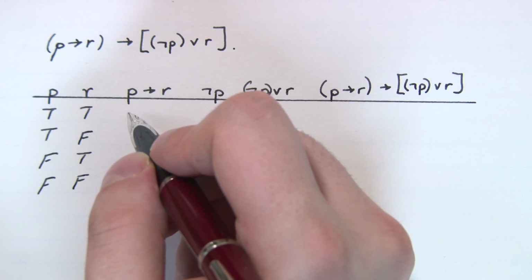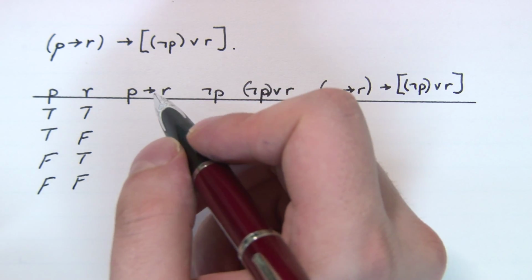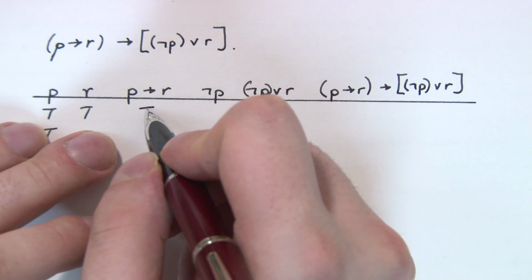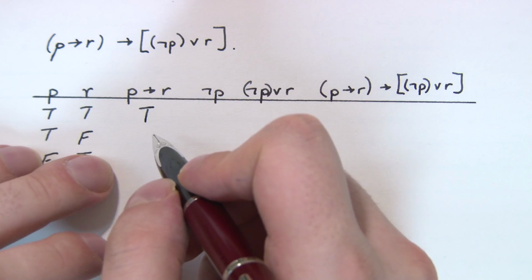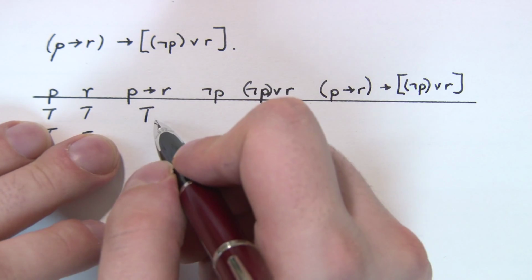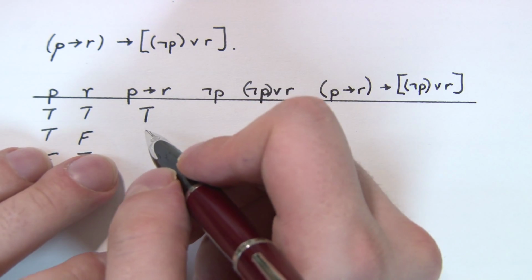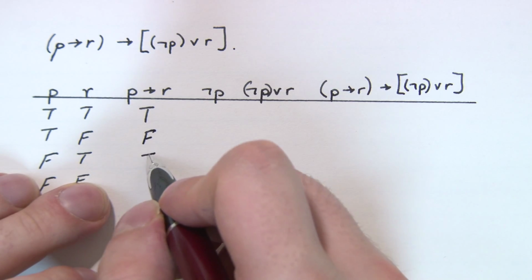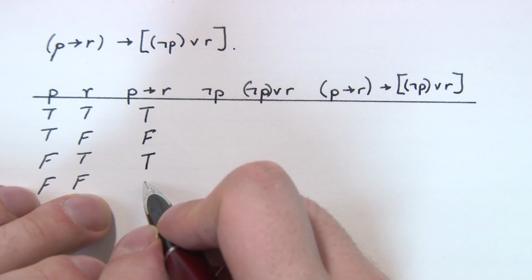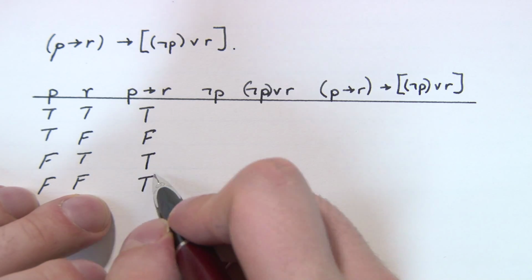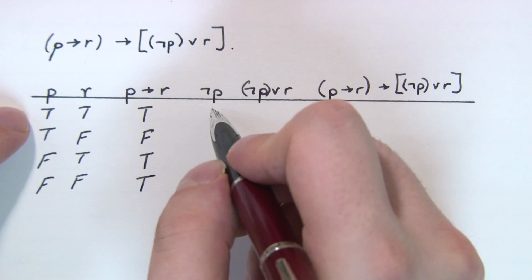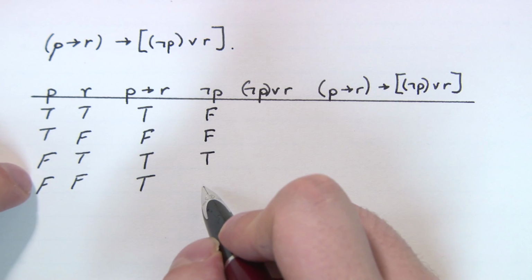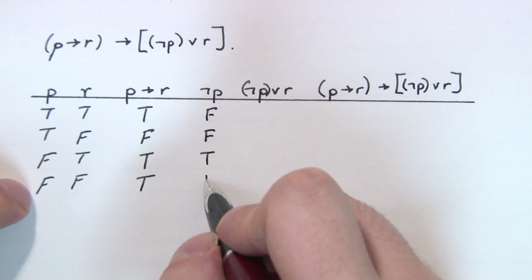The implication is returning a false value only if this is true and this is false. So true implies true is true. True implies false is false. False implies true is true, and false implies false is true. Okay, so with the negation of P, the values in the P column flip from T to F and from F to T.